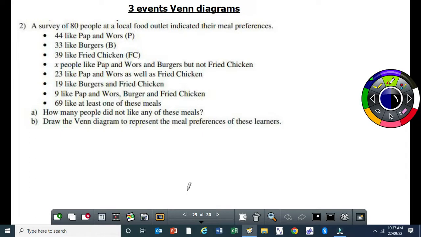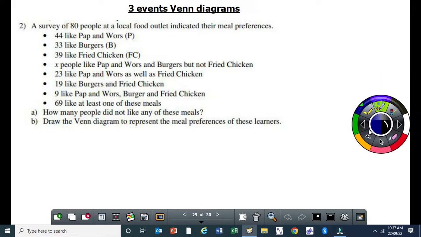All right. Now, if you look at the question, we have 3 events. 80 people were surveyed at a local food outlet, and they indicated the following preferences. 44 eat pap and boss, 33 like burgers, 39 like fried chicken. Now 8 people like pap and boss, but not fried chicken, they also eat a burger.